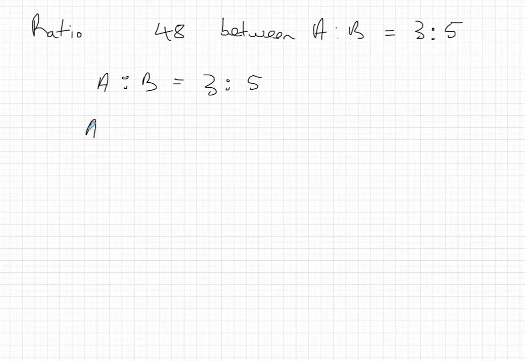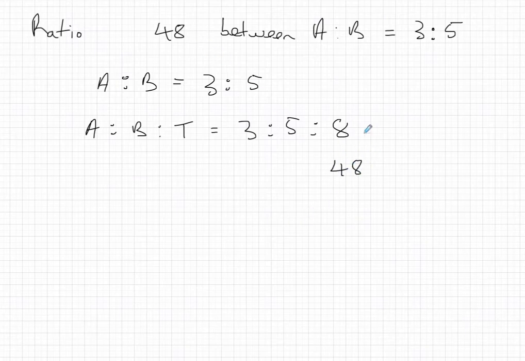So I now write A is to B is to total as 3 is to 5 is to 8, because 3 add 5 comes to 8. Now, in our case, the actual total is 48, so I write 48 underneath here. To get from there to there, we multiply by 6. So 6 times 3 gives 18 for this person, and 6 times 5 gives 30 for that person.